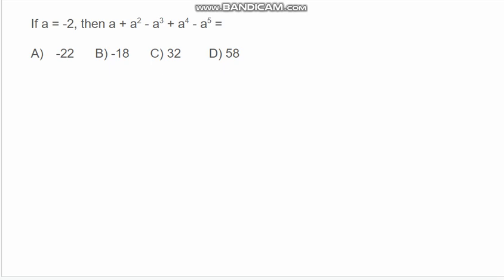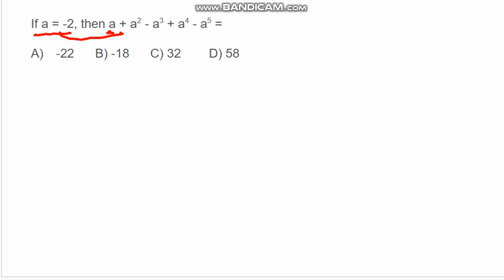All right, this problem is a substitution problem, slash maybe exponent problem, but it's mainly substitution. So it tells us a is equal to -2. Anytime a problem does that, think substitution, because it's going to want you to probably substitute. And then, of course, it gives us the expression here, and you're going to substitute into a for each one.